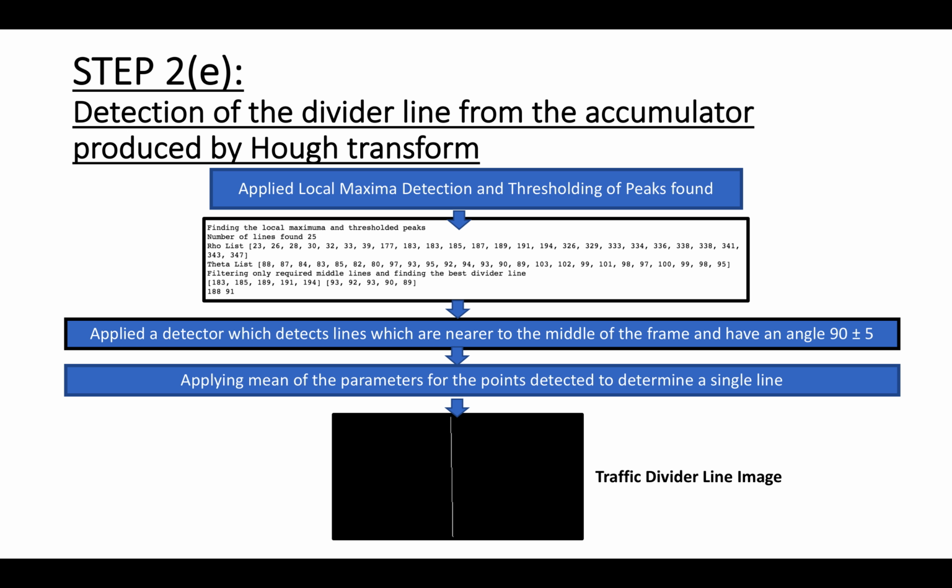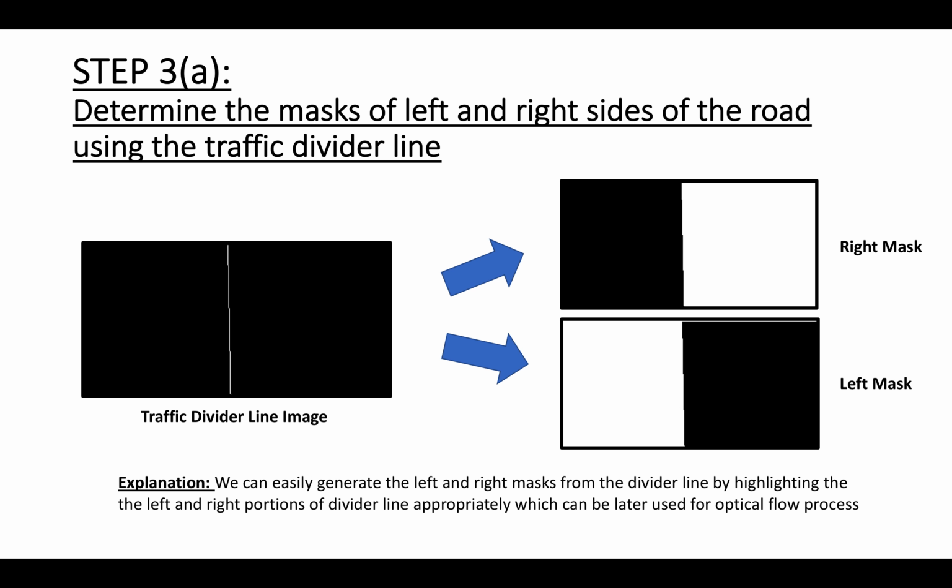So I tried to use another detector which detects all the lines nearer to the middle of the frame and have an angle of around 90 degrees plus or minus 5. After finding the lines near the middle of the road, I tried to find the mean of the parameters of the points, thereby detecting a single line, which is our traffic divider line image, as we can see here.